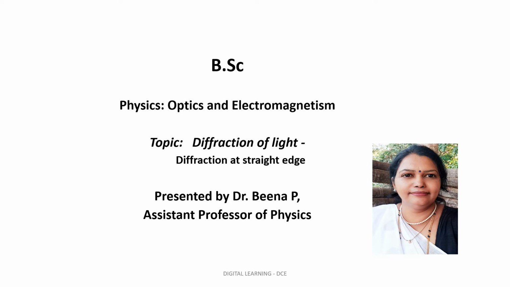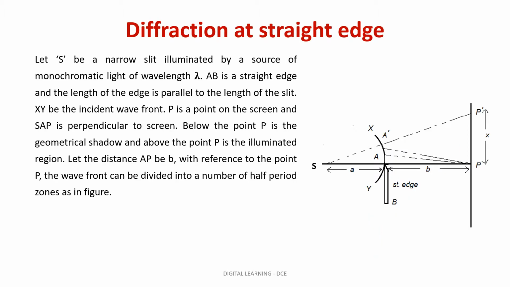In this video, I'm explaining a detailed theory of diffraction at a straight edge under the topic diffraction of light. Let us take up diffraction at a straight edge. To understand this theory, we should have basic information regarding diffraction of light, its intensity distribution, and Fresnel zones, which is explained in my previous videos. Diffraction is the bending of light around the corners of an edge, aperture or obstacle.